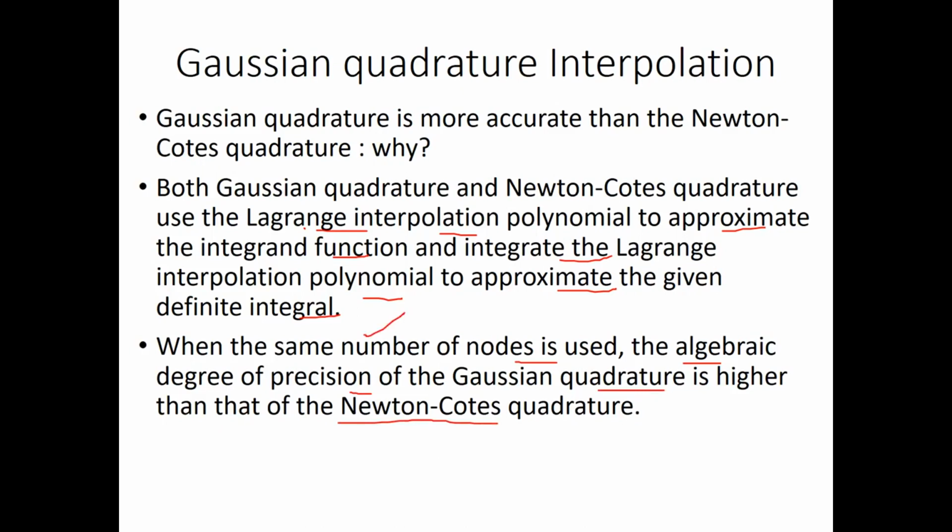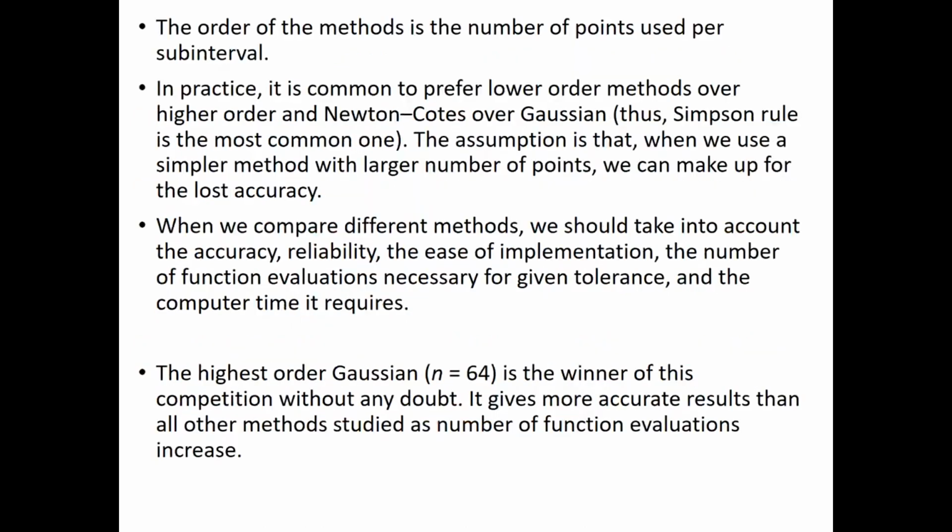ये एक मेजरमेंट का तरीका है कि हम नंबर ऑफ पॉइंट्स या नंबर ऑफ नोड्स को देखते हैं कि किसमें कम लगे, and we got the better accuracy. So in the same, order of method कैसे डिसाइड होता है? Number of points used per subinterval. तो इस केस में दोनों ही इक्वल लेने पर देखा गया कि गॉसियन क्वाड्रेचर हायर एक्यूरेसी देता है.